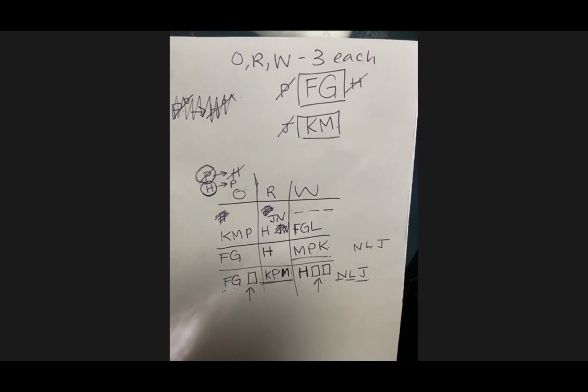For which question? For 24, it was A. So wait, I can just go through all of them again. 20, it was E. And then 21, it was A. 22, it was C. 23, it was D. And then 24, it was A.